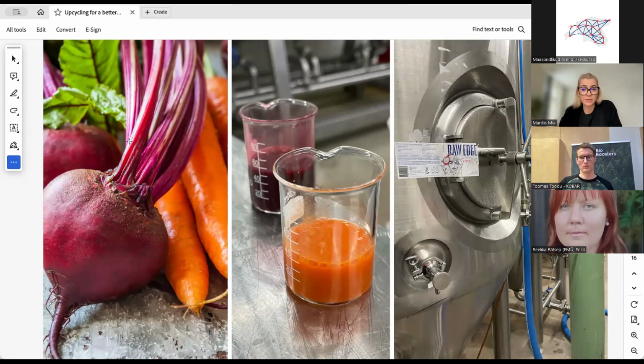We valorize end-of-life local raw ingredients such as carrots, beetroots, berries, and we extend the shelf life from 2 weeks to more than 6 months, as it turns out, and increase the nutritional value through fermentation, which means that we lower the sugar and the quality of the food becomes better.